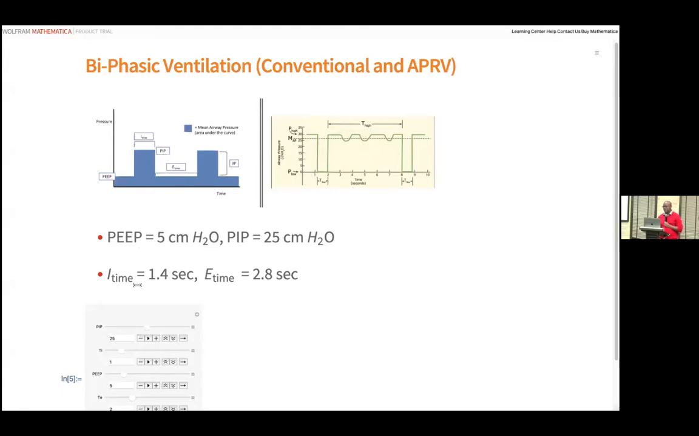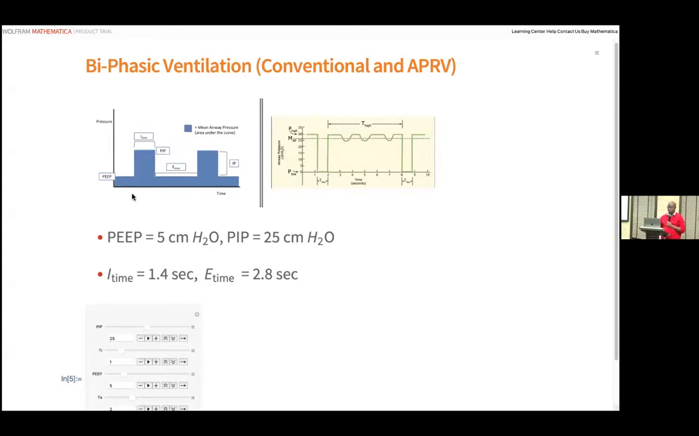And you can see here, for example, the inspiratory time in regular conventional ventilation is 1.4 seconds and the expiratory time is 2.4 seconds. Giving you a total cycling time of maybe 4.2 seconds, which may translate to 14 breaths per minute. And you have your PEEP, PEEP is your lowest pressure. And then you have your inspiratory pressure, which is the pressure realized at the end of your inspiration.